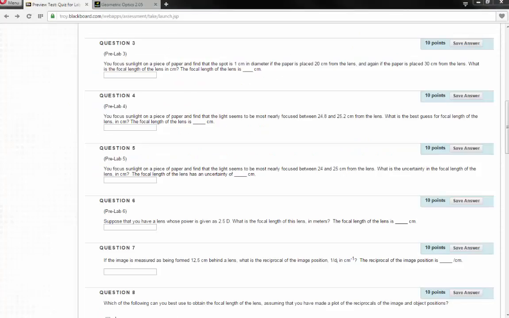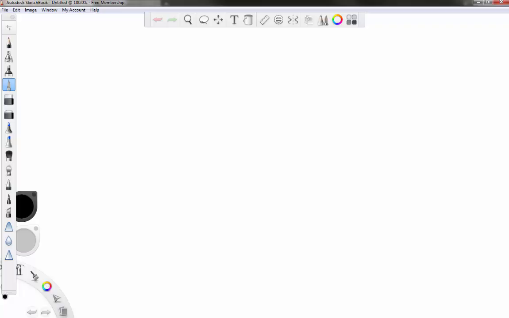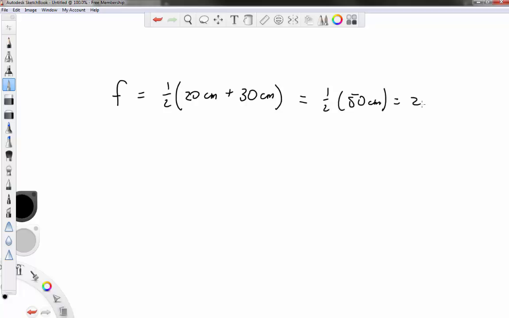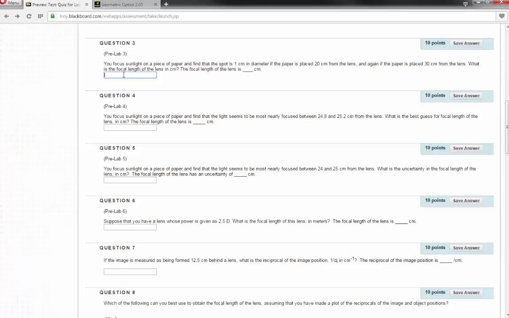So if we come back in here, the two distances are 20 centimeters and 30 centimeters. What we use is that the focal length is equal to the average, so 1/2 of 20 centimeters plus 30 centimeters. This is 1/2 of 50 centimeters, which is 25 centimeters. So the focal length in this case is just 25 centimeters. So we enter 25 here.